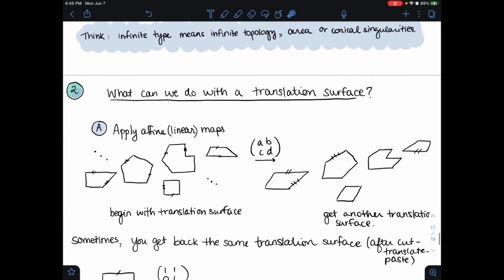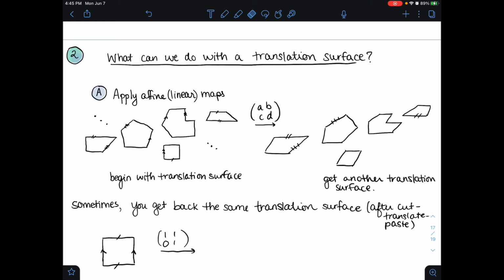Okay, and so a very simple example of that is we start with this translation surface, which is the torus, no singularities, and I apply this linear map to the torus, and what that does is it shears it in this way. Okay, and then let's say I cut along this line here, and then I take this piece, and I notice this edge is identified to this edge. So I'm going to take this piece and translate it over here, and then I find that when I cut, translate, paste, I get this representation of the output translation surface. And this is exactly the same as this. We've gotten a square back with the tops identified and the side edges identified by translation. The square is the same dimensions. These are the same translation surface. There's an isometric homeomorphism between them. So sometimes you get back the same translation surface.